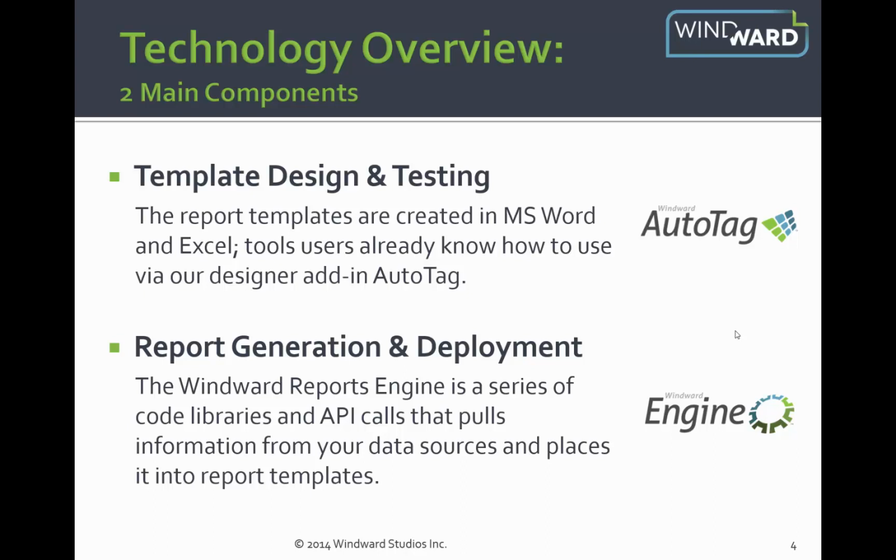The Windward engine consists of a couple of libraries developed simultaneously on both the .NET and Java platforms. You simply integrate those libraries with a few API calls into your target application. It can be web-based, mobile, SaaS, even a standalone desktop application. And all that's required is to send in the name of your template, the connection to your data, and the name of the file you would like returned. It is a very fast and lightweight integration into an application with tremendous performance gains.